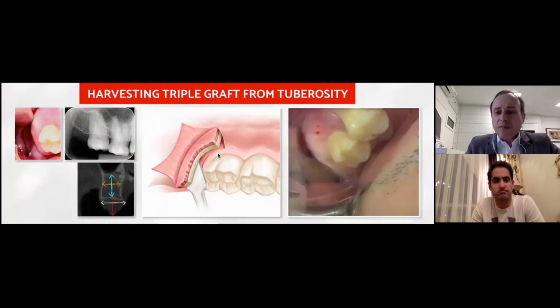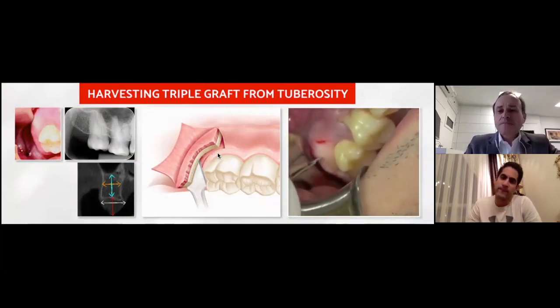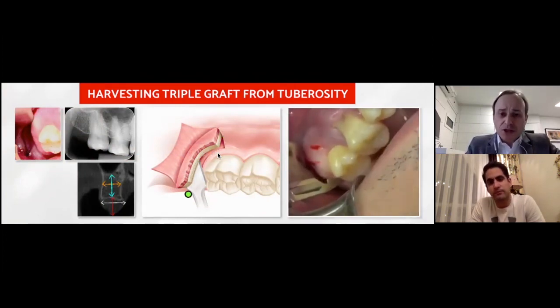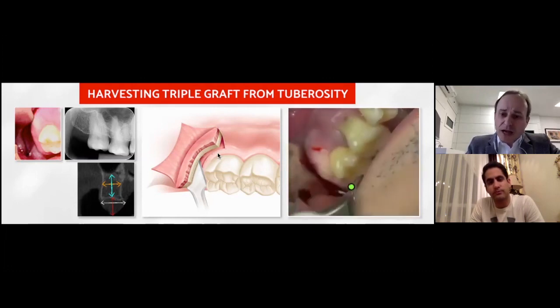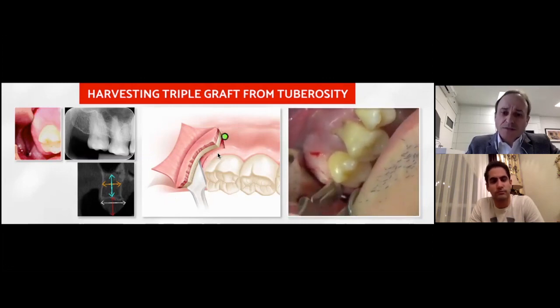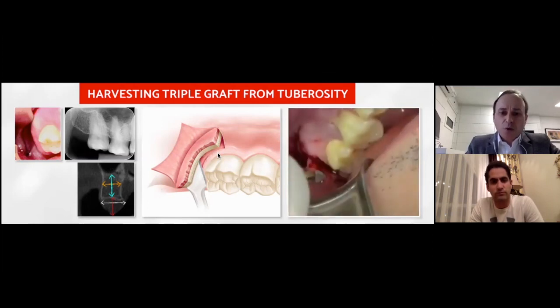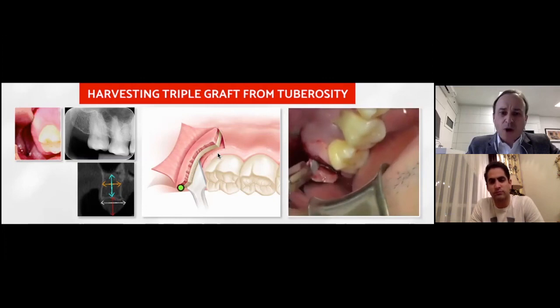Let's see step by step how we take the triple graft from the tuberosity. We usually do 3 incisions that you can follow through this illustration of what we are doing in the video. The first incision has to be placed parallel to the distal aspect of the last molar, plus 2 more perpendicular incisions touching the crestal bone. In step 2, we do the flap division, leaving a connective tissue layer covering the bone.